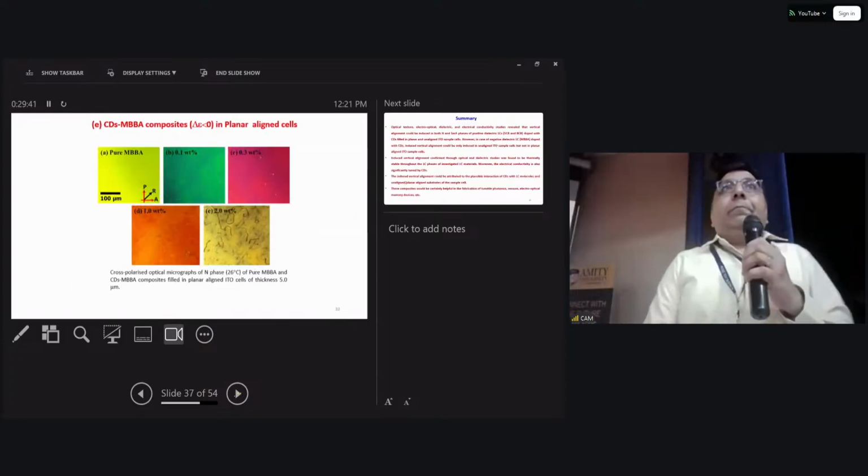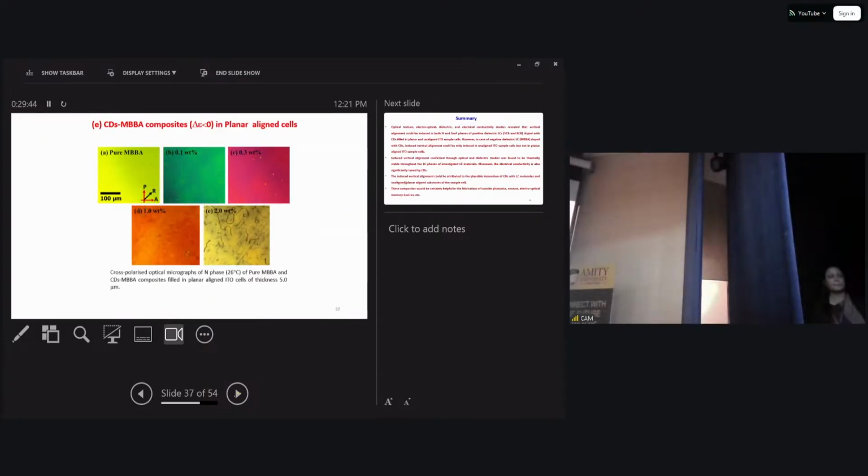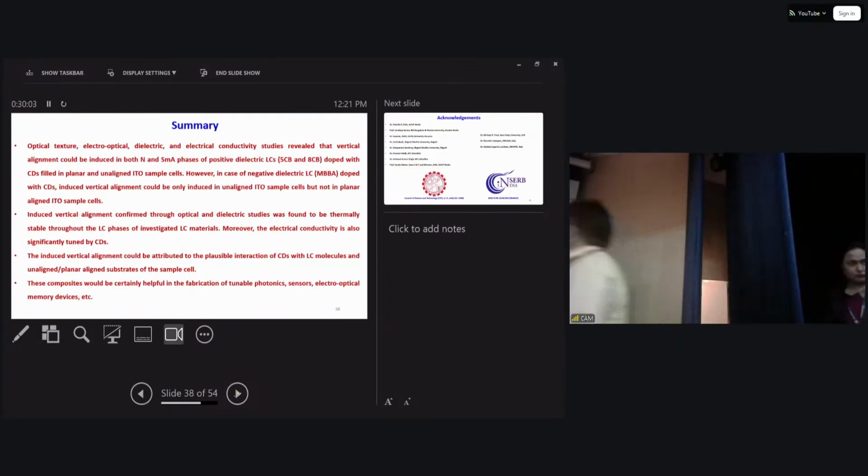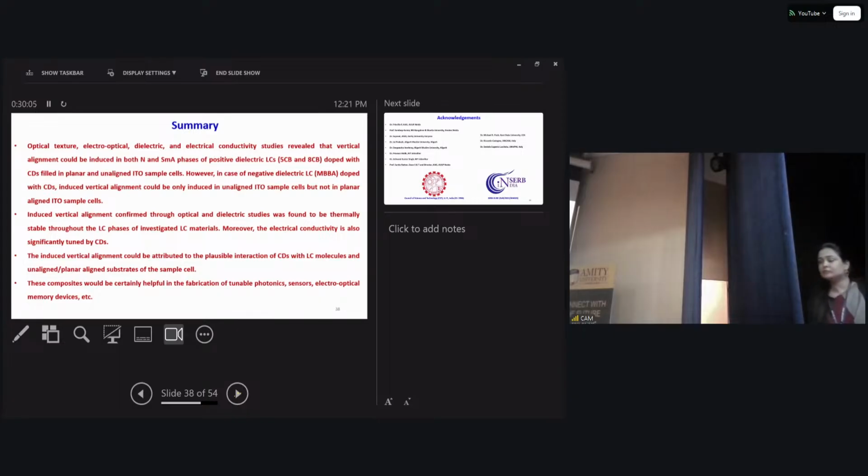But one more point: in the case of negative material, if we are using the planar anchored sample cell, they are not doing anything. While in positive material, whether you use planar or unaligned, in both cases they were able to change the alignment to the vertical state. So this is the conclusion: in the case of positive valence materials, we can induce the alignment from planar to vertical with low concentration, but in negative material, we can get this kind of result only with the unaligned sample cell.